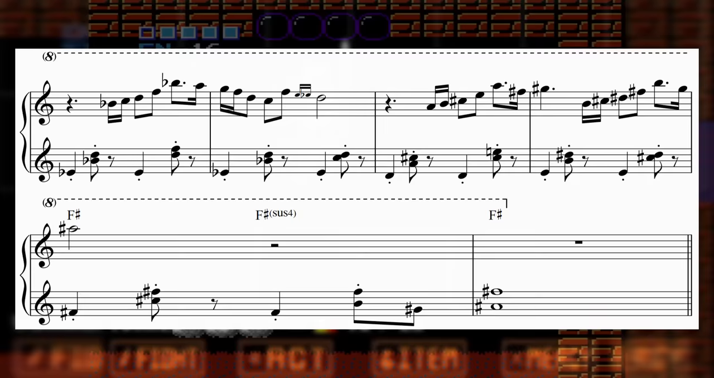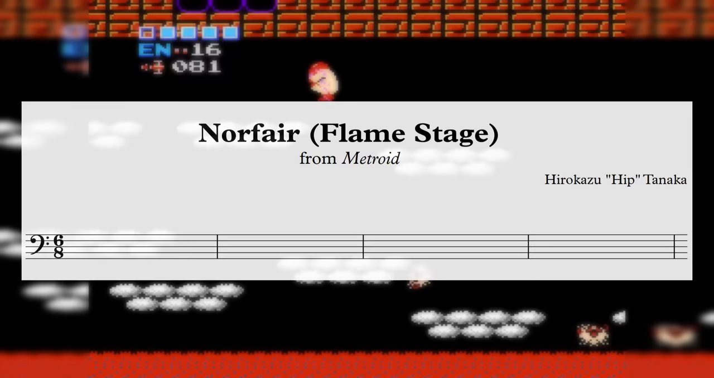A similar non-functional usage of these chordioids can be seen in Norfair's theme from the original Metroid, which opens with a 1, flat 2, 4 voicing being shifted around between D, C, and F tonic notes.